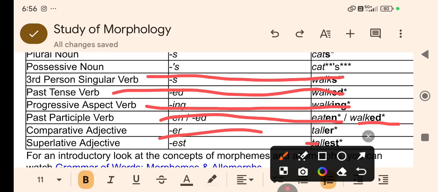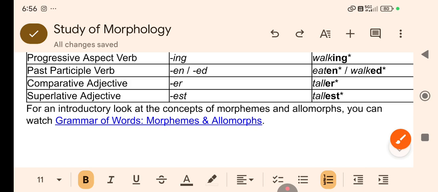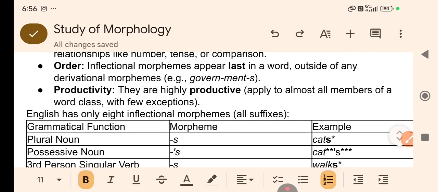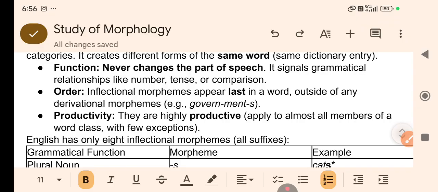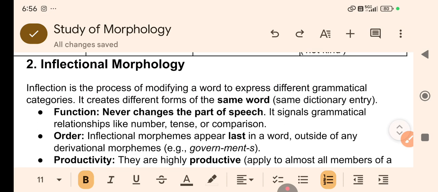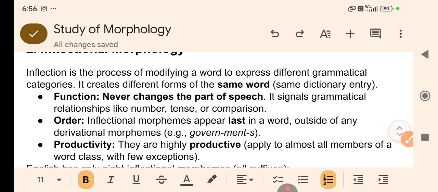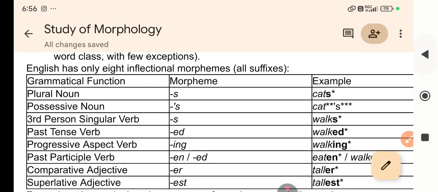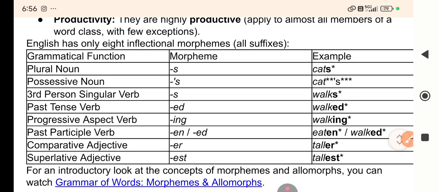Simple examples, right? But here you must have noticed that the grammatical category, or part of speech, does not change. That will remain the same. Cats, so that's a noun. Walk is a verb, so verb. Adjective, so that will be an adjective, like this. So the part of speech stays the same.